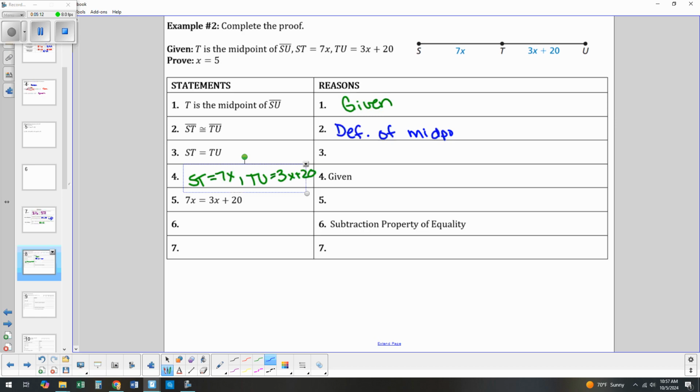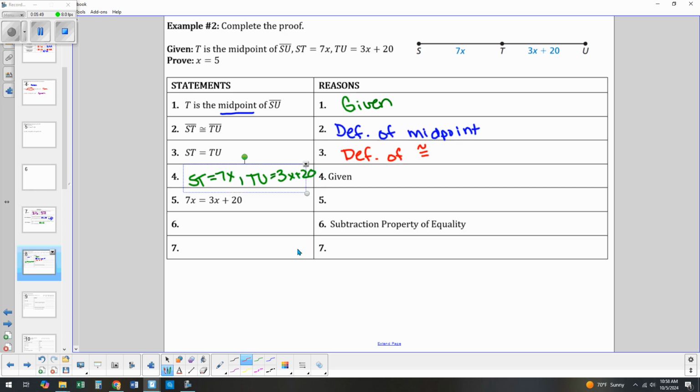And here's a tip. We're always going to see a word and we're going to use the definition of that word. It might be in the reason for that statement, but a lot of times it'll happen in the step after. So now my next line, I have the same letters as I did in step 2. I have ST is equal to TU, when before I had segment ST is congruent to segment TU. So all I've done is change it from congruence to equal. So that would be the definition of congruence. Either way we go, equal to congruent or congruent to equal, definition of congruence.